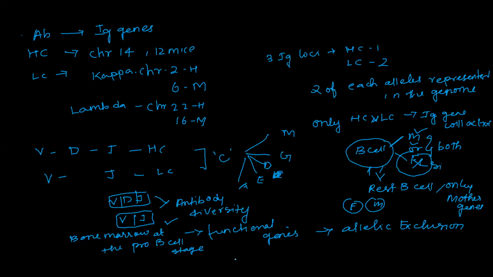Once we have a functional heavy chain gene and functional light chain genes, the cell becomes an immature B cell, and it will start migrating from the bone marrow to the spleen for further maturation. Now let me give you a brief gist of what actually happens in this VDJ recombination, and we will see the whole thing in the next series.